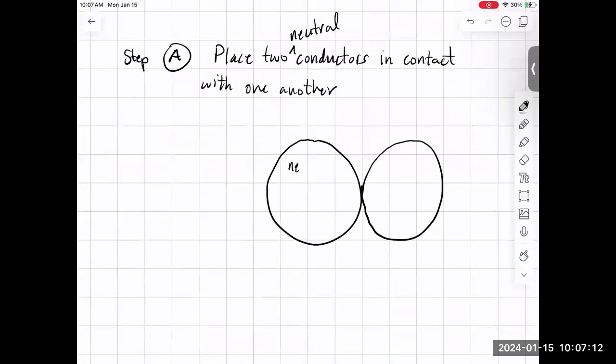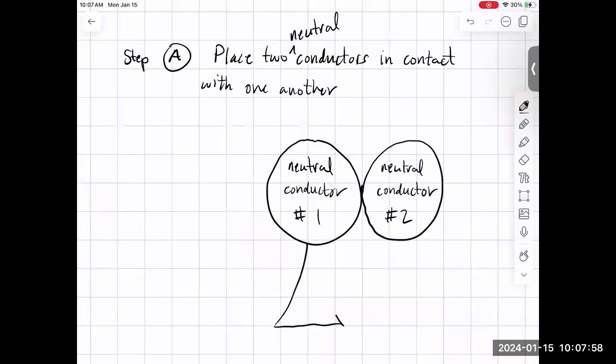Okay, so this is neutral conductor number one, and here's number two. I'm going to draw these as if they're sitting on some kind of stand. The stand is going to be an insulator, so it's not going to allow any transfer of charge between the conductor and the stand and any of the surroundings. These stands are just meant to give the impression that the conductors are isolated from everything except the contact between themselves.